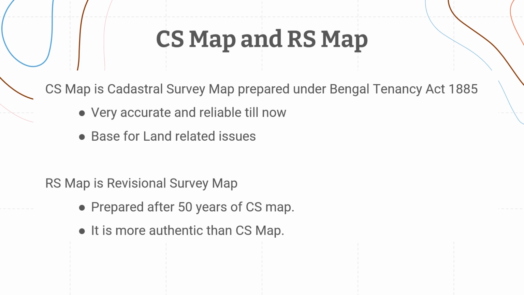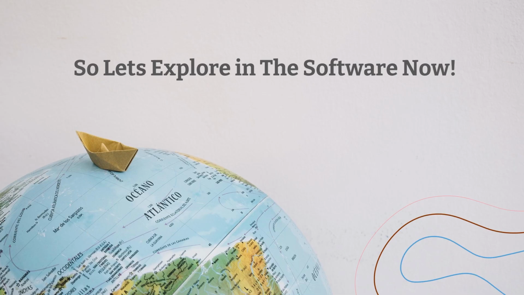RSMap is Revisional Survey Map. It was prepared after 50 years of CSMap. It is more authentic than CSMap. So, as we have learned about the basic terminologies, let's explore in the software now.